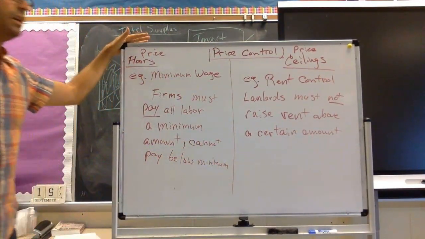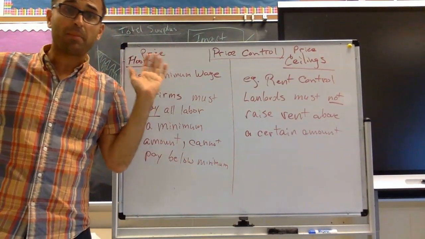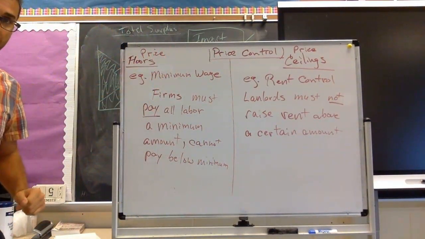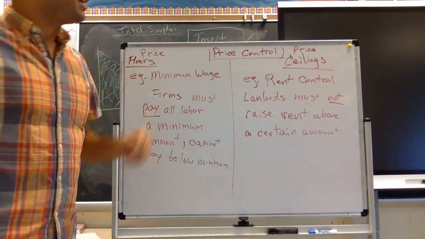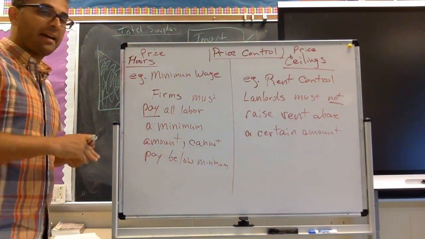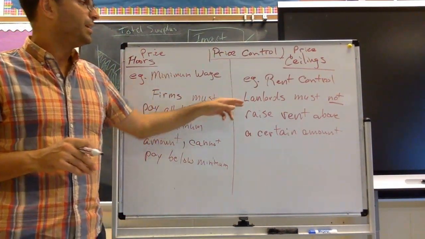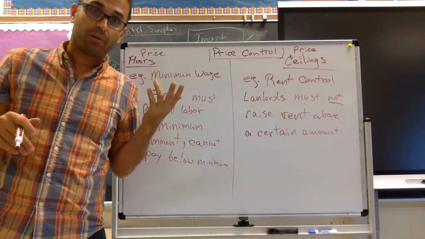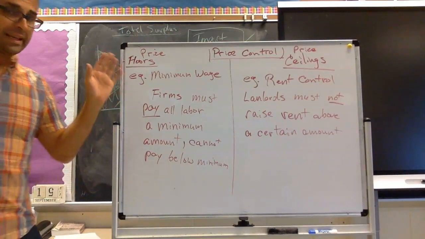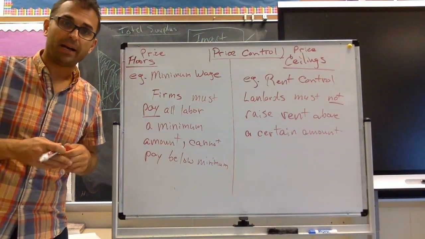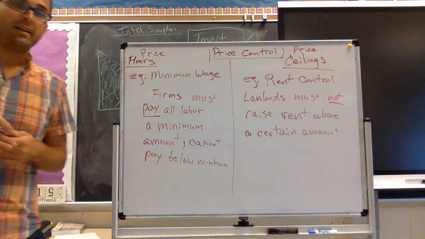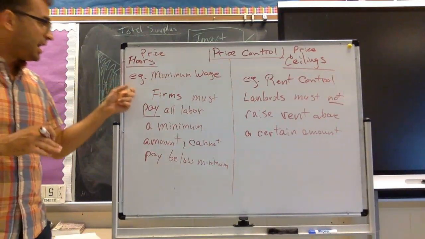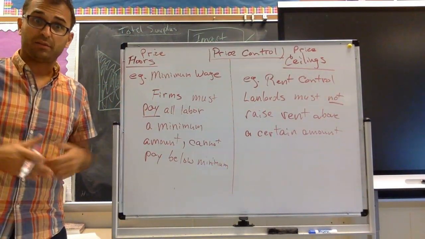Okay. They can pay above the minimum, no problem. They can't pay below the minimum. On the other hand, a price ceiling means, an example is rent control, a landlord must not raise rent above a certain amount. They can go below a certain amount. Again, no problem. That's called non-binding. It's a non-binding ceiling. Doesn't interfere with the free market. A non-binding minimum wage doesn't interfere with the free market.